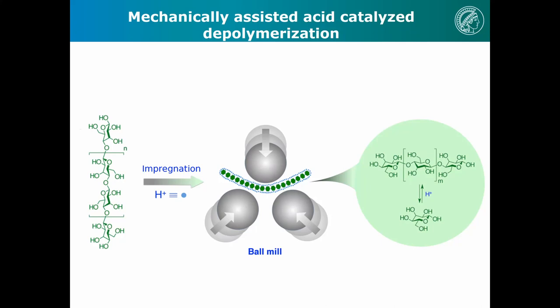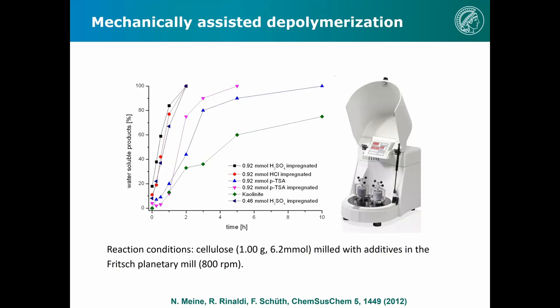So just to describe it in a very visual manner, the experiment: you take your paper handkerchief from your pocket, you impregnate it with acid, squeeze it into a ball mill, you mill, add water, and you have a clear solution, and the cellulose is gone. And the cellulose is actually gone after, in the right conditions, about 2 hours: 100% water soluble products after 2 hours of milling in the ball mill under, I would say, moderately gentle conditions.